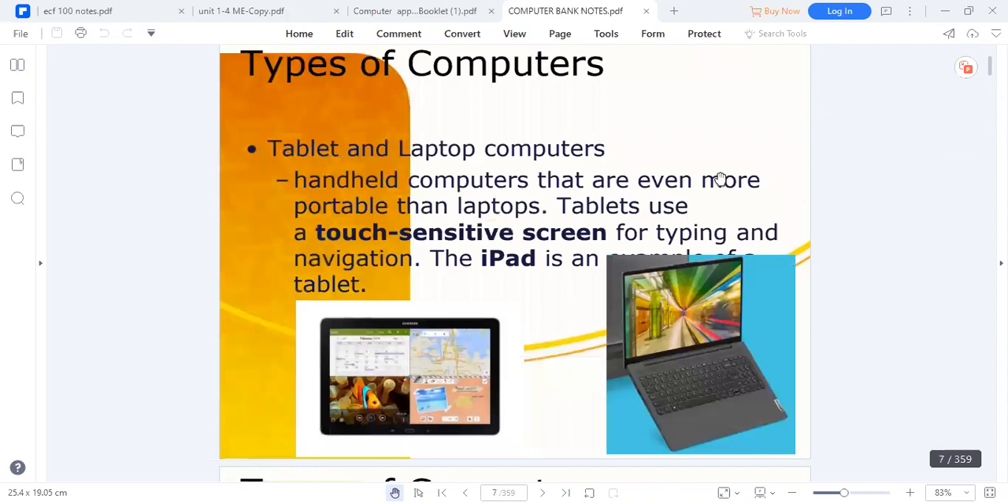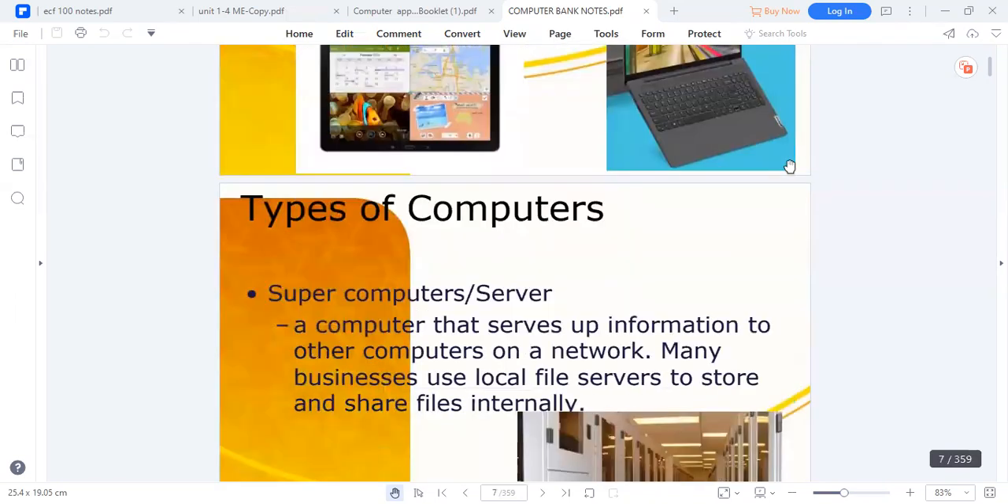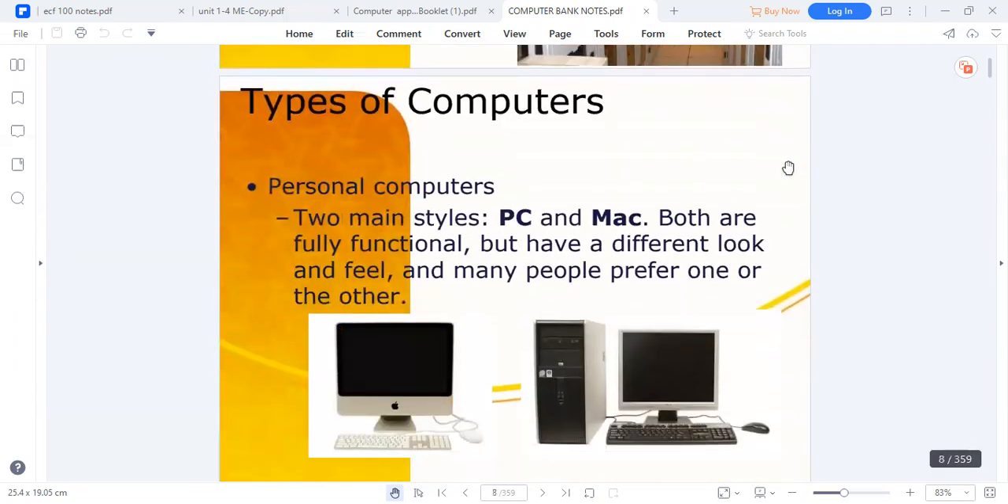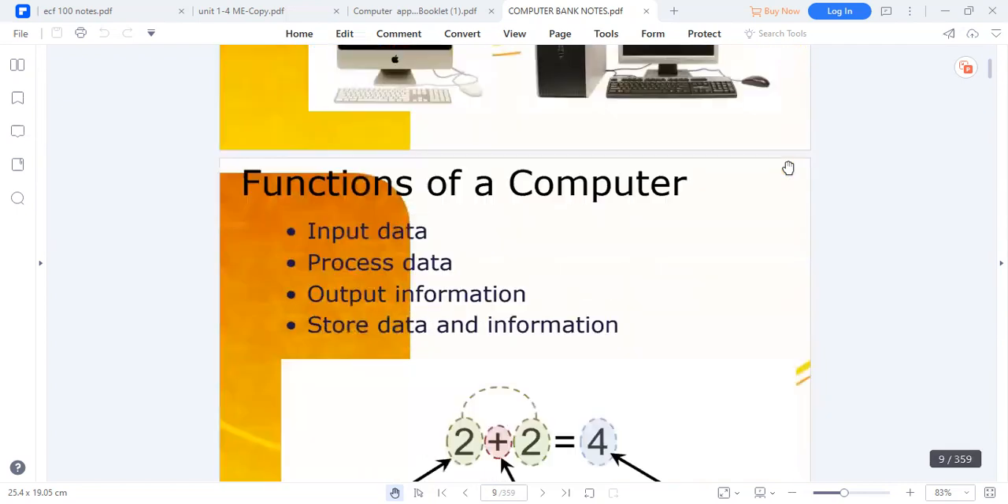There are different types of computers. We have handheld computers, portable computers, tablets, touchscreens for typing, and iPads. The types of computers range from supercomputers to servers, which are computers that save information for other computers on a network. Many businesses use local file servers to store information locally. Other types of computers we must know are PCs and Macs, which are both functional but have different looks and feels, and many people prefer the smaller and easier to use.